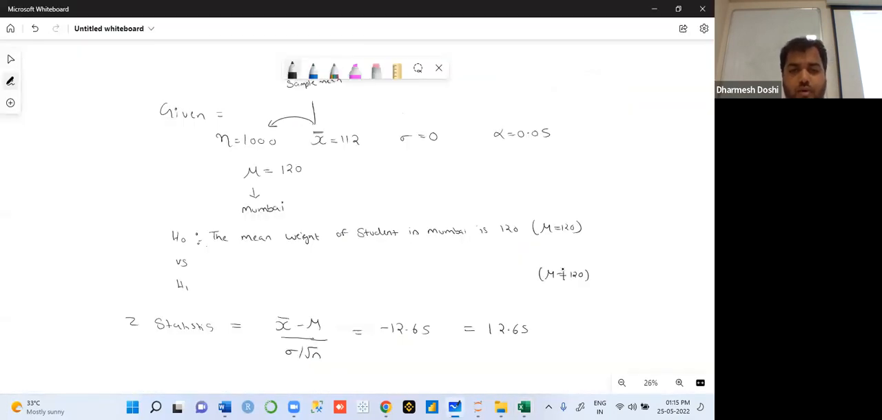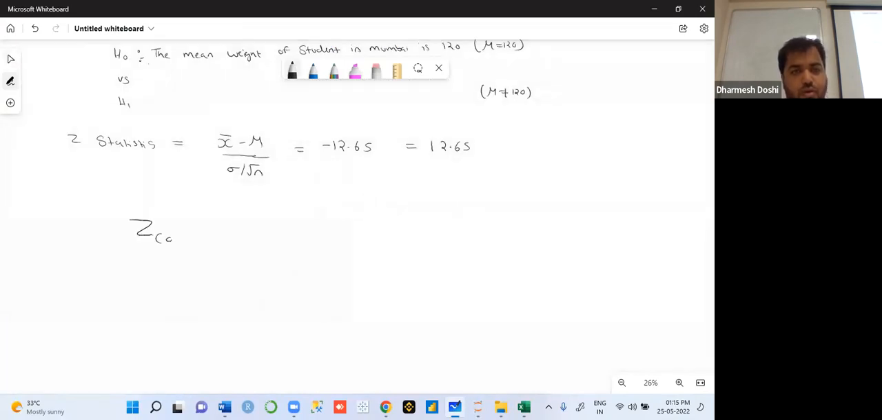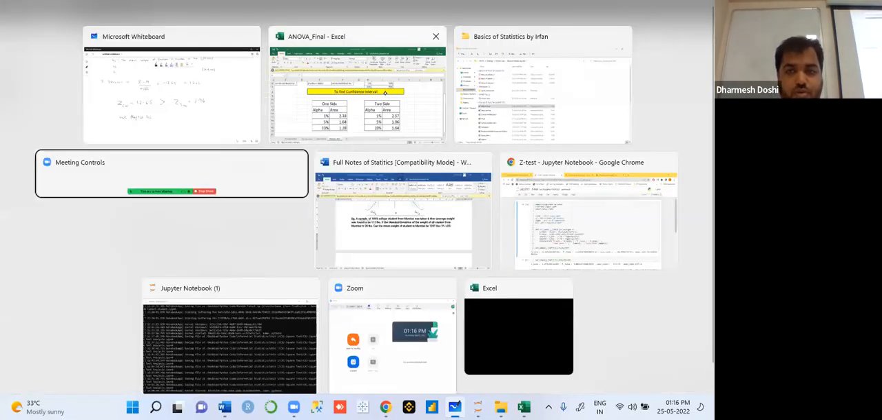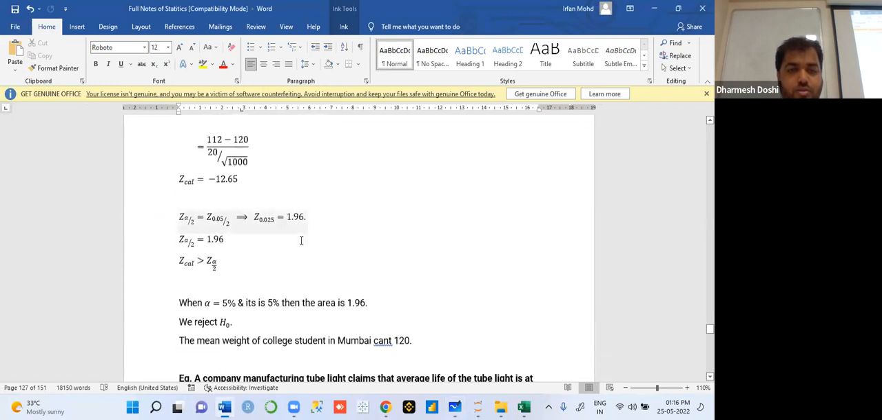So you can say our ZCal value, which we found, is 12.65. My Z-tab value is 1.96. Can I say my calculated is greater than table? So what do we do? We reject this null, right? Like this way. I have done over here also the same way, guys. See, calculation, modulus.